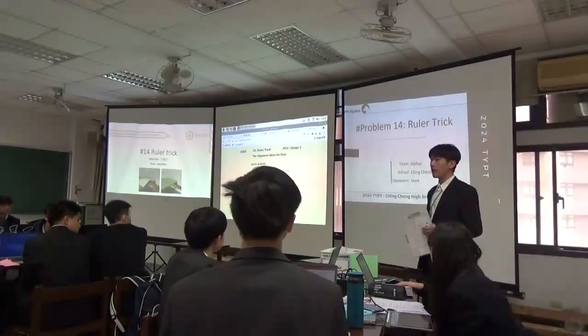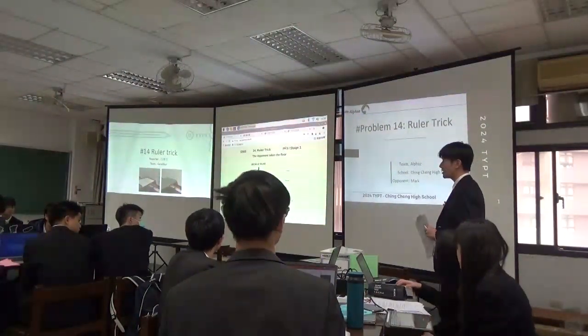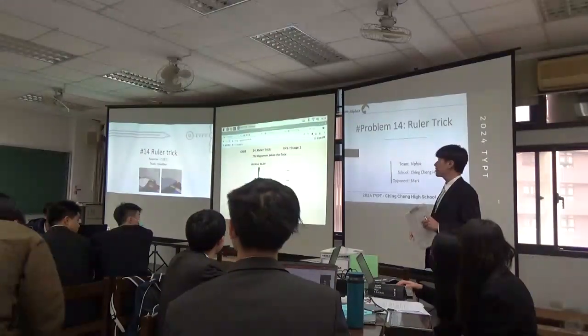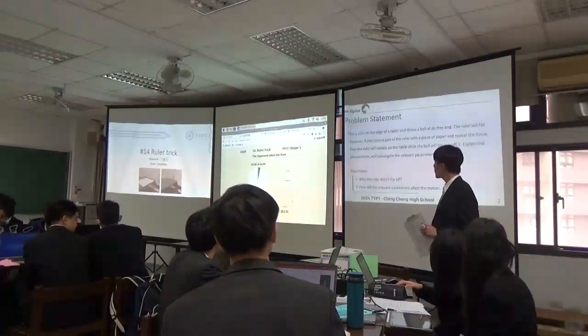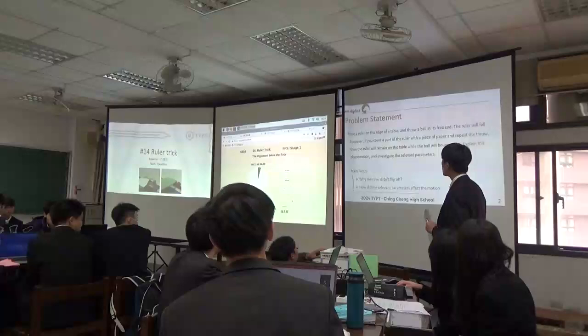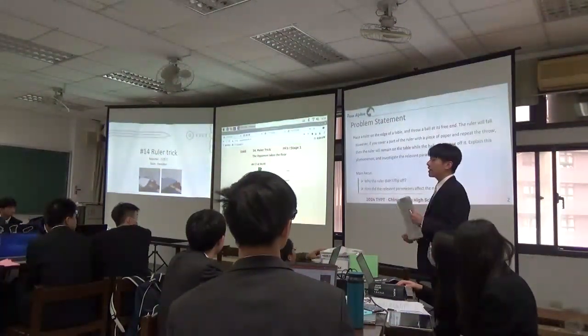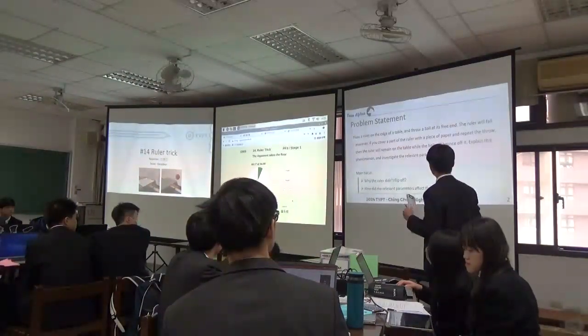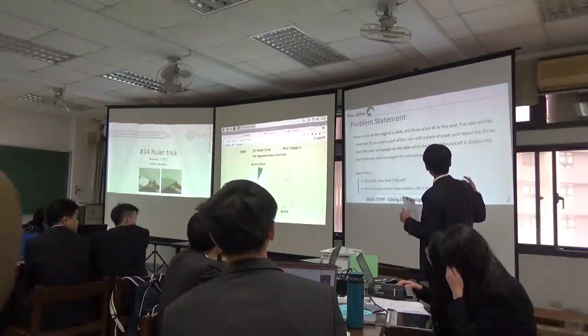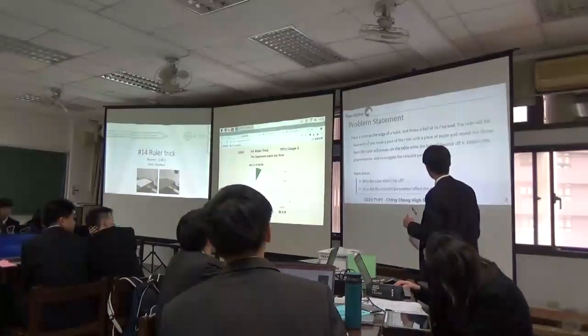Honorable juries and fellow competitors, I'm the opponent from Team Alpha's Xinjiang High School. And today I'm going to be opposing problem number 14, ruler trick. So here's the problem statement where we need to investigate the ruler on the edge of the table, and there is a ball thrown at its free end. And so the ruler will fall if the ball is thrown.